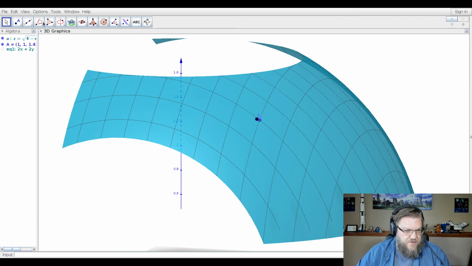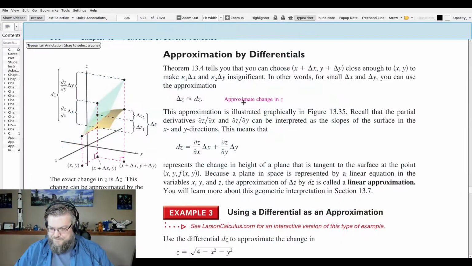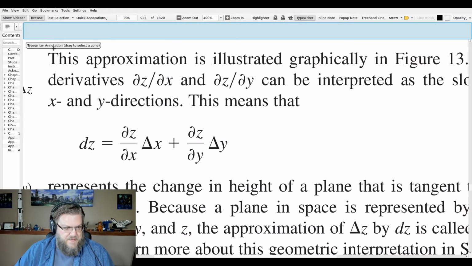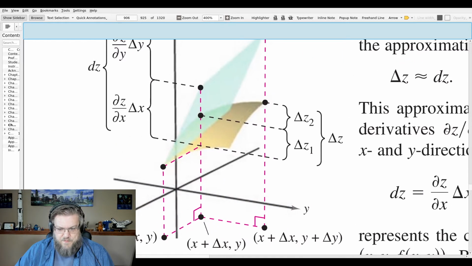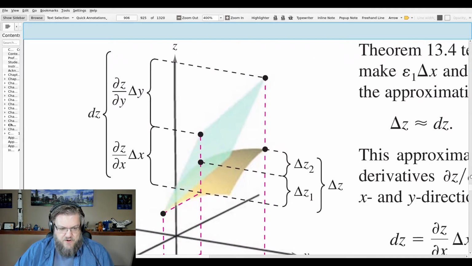I'll go to the textbook. I think they have a picture for us. Yeah. This will sort of work, I guess. Okay, so take a look here. Move this over here. Okay.